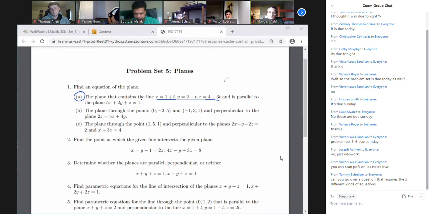So let me draw this line, this plane first. So this plane is what? 5x plus 2y plus z equals 1. Okay. Now you want to find a plane which is parallel to this. That means the plane you want to find, that's here. Right? They're parallel. And this line lies in this plane.